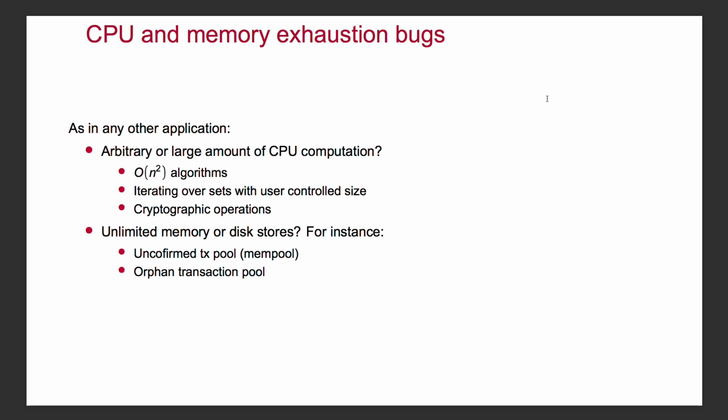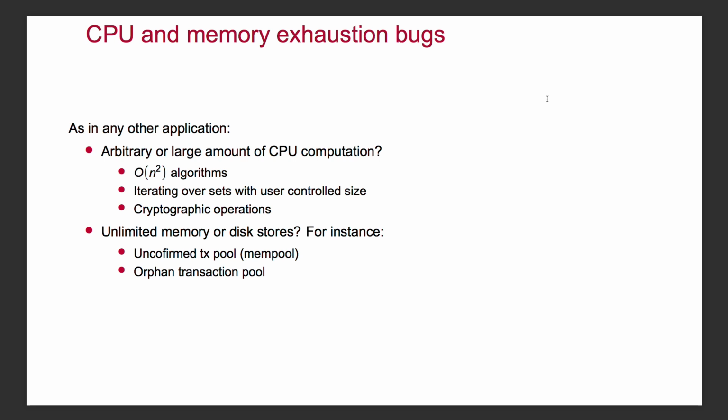Also iterating over sets with user controlled size. If at the endpoint that I'm hitting, there is a for loop which goes over a set where the attacker controls the set, then this set can be made arbitrarily large, and at some point one request will mean 1,000,000 iterations over the set. So that's also a problem. Also, crypto operations consume a lot of CPU, and it's important to have a bound on how many crypto operations can be executed with little network usage.